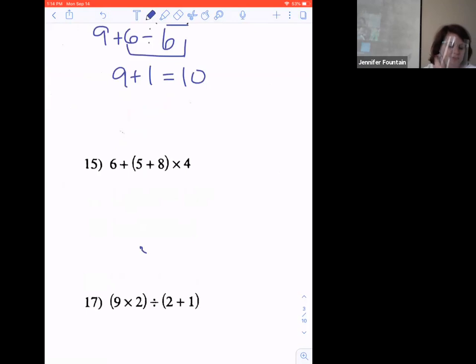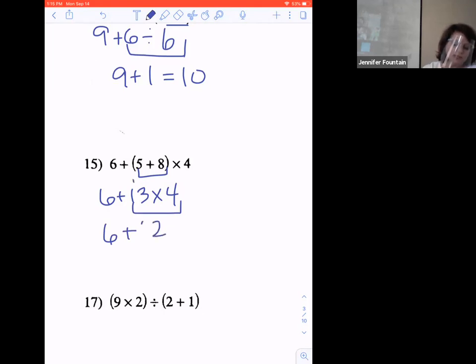Let's look at 15. 6 plus 5 plus 8 times 4. Parentheses are going to be first. So I have 6 plus 13 times 4. So now what do I need to do? Multiplication. I've got to do that multiplication first, and that's going to be 13 times 4. So I'm going to have 6 plus, and 13 times 4, we'll do 3 times 4 is 12, and then carry my 1, and that's going to give me 52. And so 6 plus 52 is going to equal 58. Good.